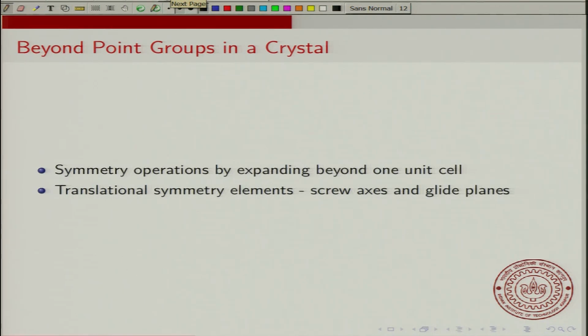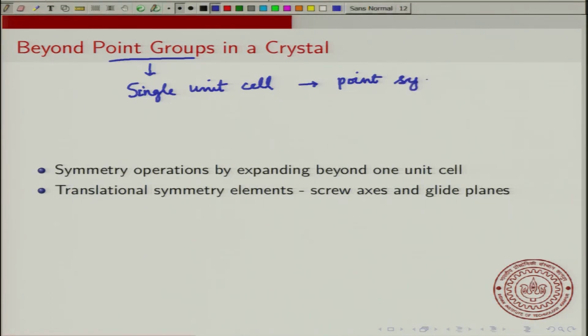Now, the idea is to go beyond point groups in a crystal, and we saw that if we wanted to identify the point group of a crystal, then we needed to look at a single unit cell, and look at various operations, what we called point symmetry operations. And now the idea is that we can construct space groups by expanding beyond the single unit cell and going beyond point symmetry operations, that is going to translational symmetry elements such as screw axes and glide planes.